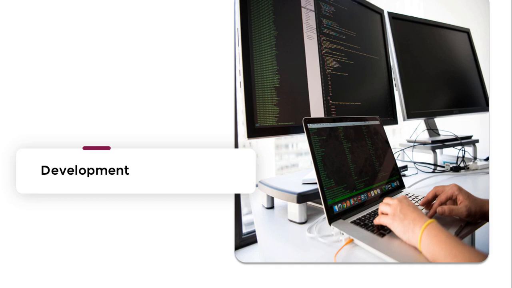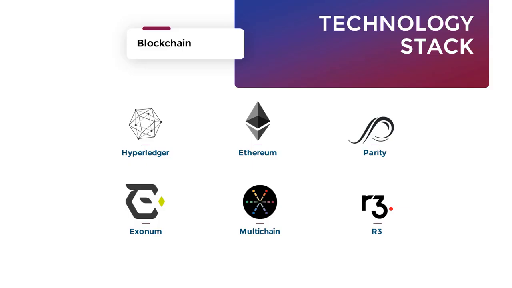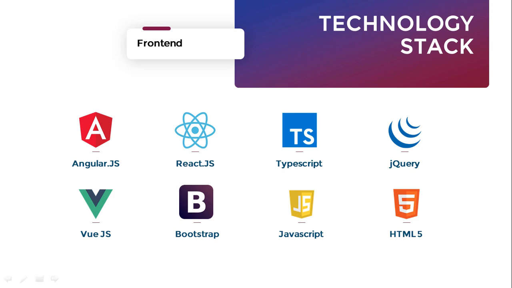And then we move into development. Like I say, it's critical that everything is done up to this stage. For development, we choose from a multitude of different methodologies depending on what is best for your project, whether it be the agile development methodology, the waterfall method, or rapid application development. It depends on the best thing that's going to be suitable for your project. Then there's the technology stack that we use.